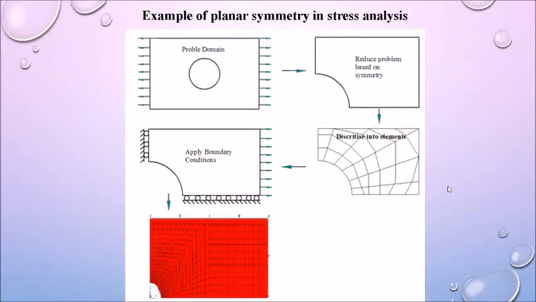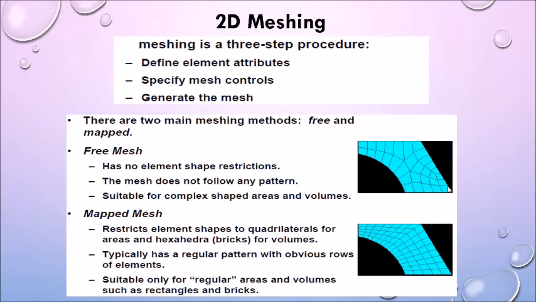Consider a plate with a hole problem as shown. As there is a planar symmetry, it is sufficient if we model 1/4 of the geometry. So the finite element model required to solve this problem is shown in the third sketch, where appropriate boundary conditions are applied. In meshing, there are different possibilities.